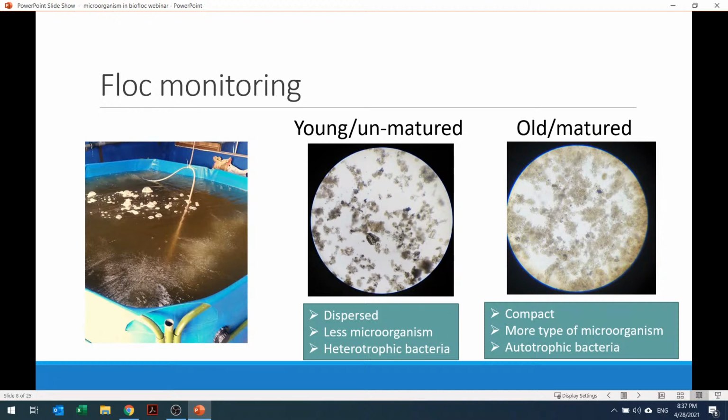When they are mature, you can see more compact floc under the microscope and more microorganisms. At this time, your system will also contain autotrophic bacteria, which are responsible for the nitrification process.